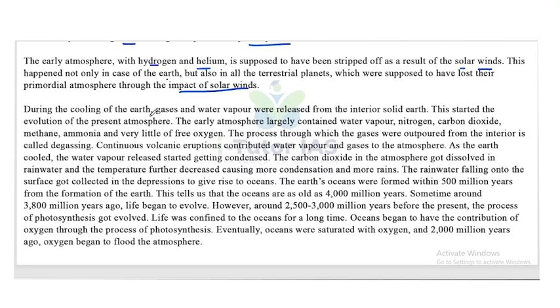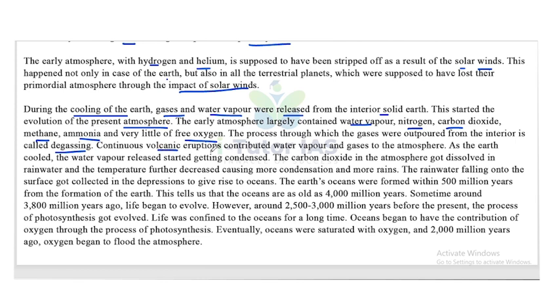During the cooling of the Earth, gases and water vapor were released from the interior solid Earth. This started the evolution of the present atmosphere. The early atmosphere largely contained water vapor, nitrogen, carbon dioxide, methane, ammonia, and very little free oxygen. The process through which the gases were outpoured from the interior is called degassing.